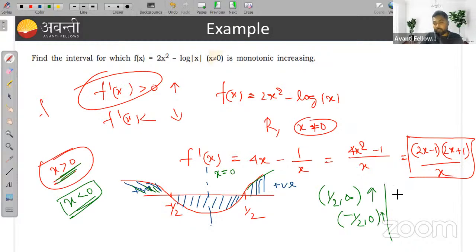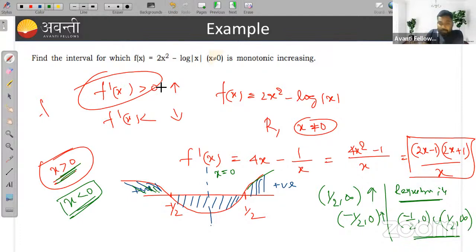The final answer, the required answer, is minus 1 by 2 to 0 union 1 by 2 to infinity. So this is the interval where the function is monotonic increasing. I hope this is clear to all of you.